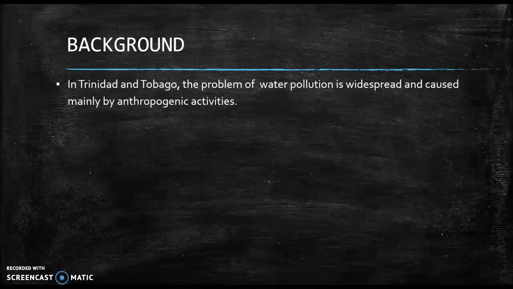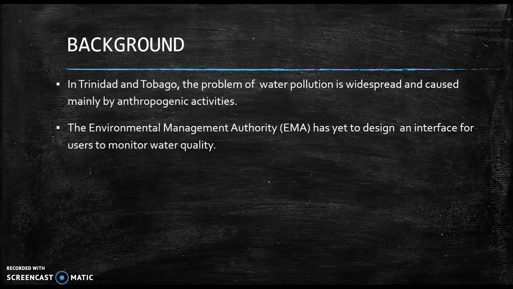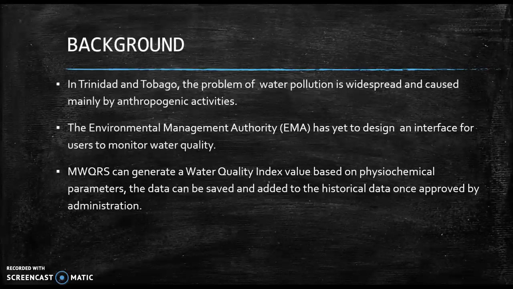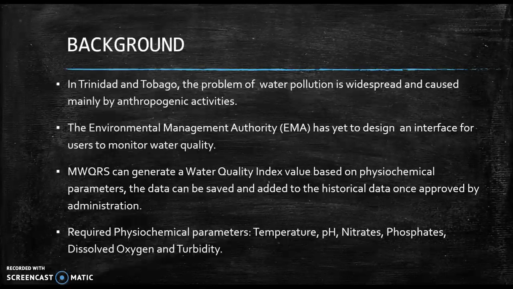Background. In Trinidad and Tobago, the problem of water pollution is widespread and caused mainly by human activities. However, the Environmental Management Authority has yet to design an interface for users to monitor water quality. The Marine Water Quality Report System can generate a water quality index value based on physiochemical parameters, and the data can be saved and added to the historical data once approved by administration. The required physiochemical parameters include temperature, pH, nitrates, phosphates, dissolved oxygen, and turbidity.